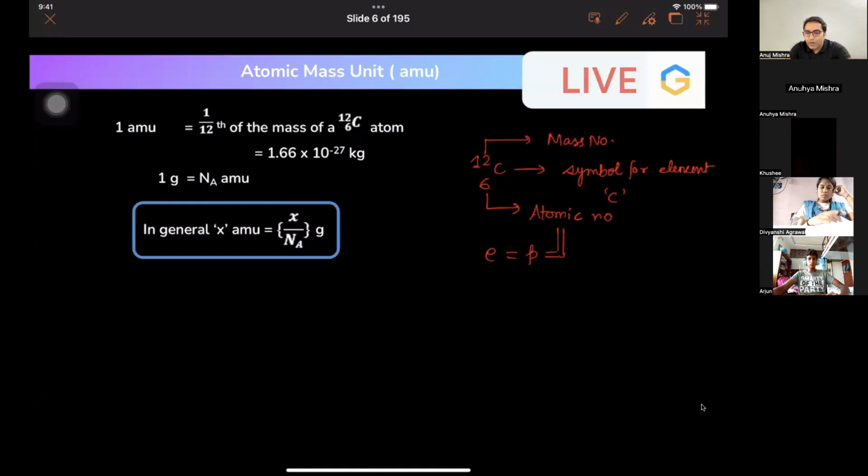Okay. Now, next, what is the number of neutrons? Number of neutrons is mass number minus atomic number, that is 6. That also we learned in the last class. Up to this, if all of you understood everything from the last class, please type 5 in the chat box. I'm just checking whether you're listening to me properly or not.